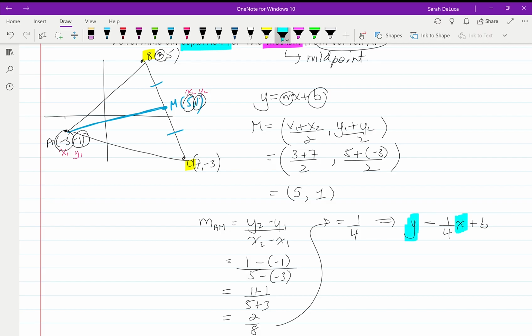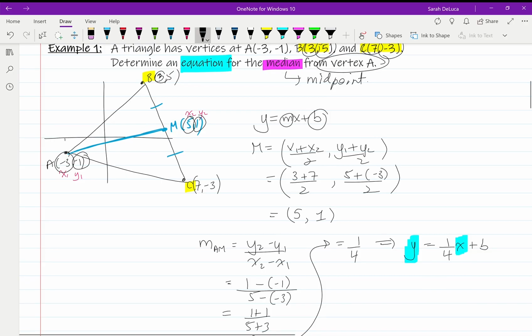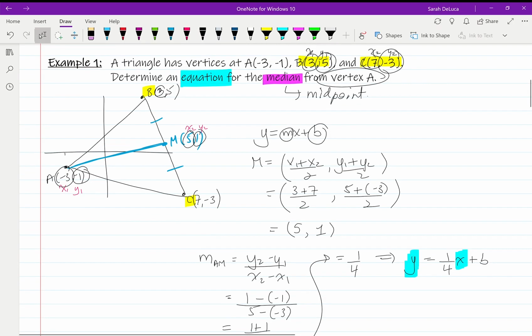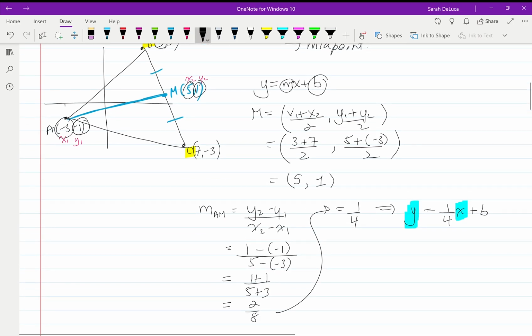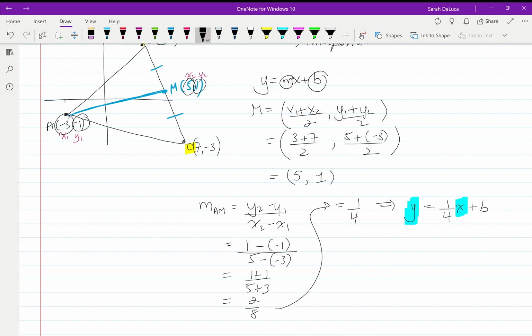That means I have to replace y and x. So I'm going to replace them with a point. And I'm not going to use my midpoint in case it was incorrect. I'm going to use what they gave me in the question. So I'm going to use -3, -1, because that's the only other point on the median line. So I can't use B or C, I have to use A. So the Y value is -1 and the X value is -3.